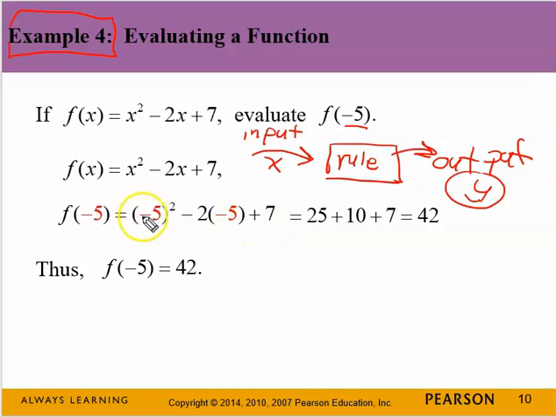Now if we square a negative 5, we get 25. Now a negative 2 times a negative 5 gives us a positive 10. And we get 35 plus 7 is 42. Thus, this function in this rule gives us this value. Input into a rule gives us an output.